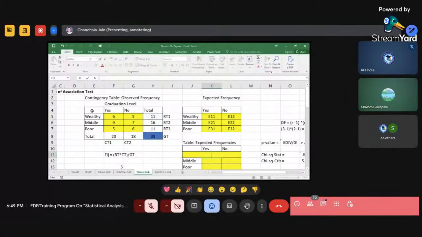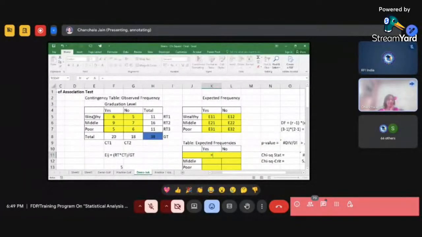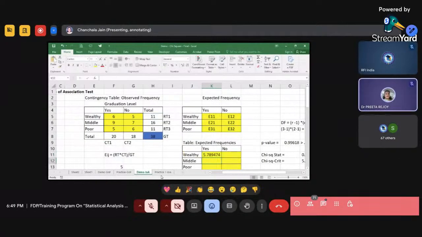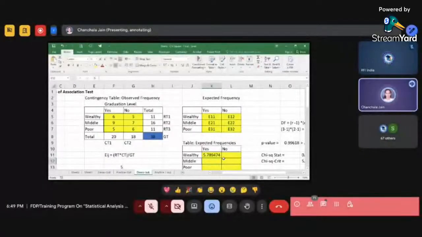Okay, I have kept equal. First row, that is wealthy, no? I selected this row total multiplied by, yes is in the first column, I selected first column total divided by grand total. Done? May I enter this? Okay, so have you checked? We are getting this value.